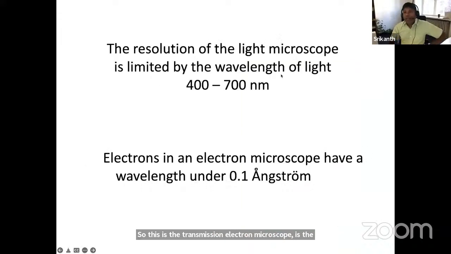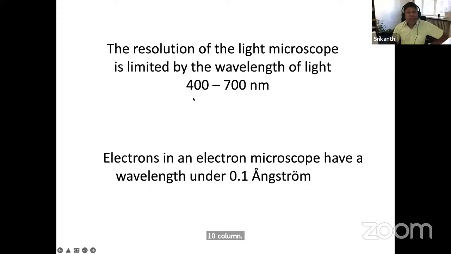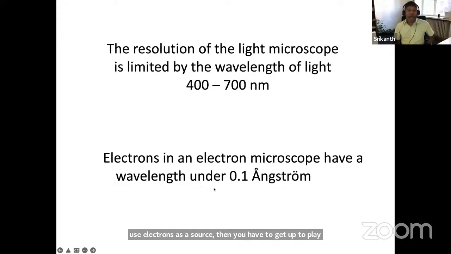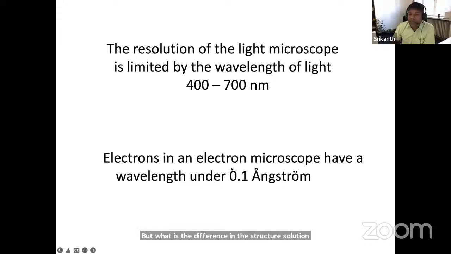With the light microscope, a very important thing is you get a resolution of around 400 to 700 nanometers, but the electron microscope uses electrons as a source, and you can get up to 0.1 angstrom, which is very beautiful. So the basic important difference is that the light microscope uses light as the source, while the electron microscope uses electrons. But what is the difference in the structure? The resolution is the difference.